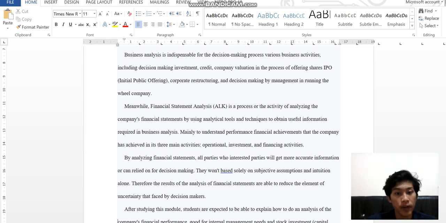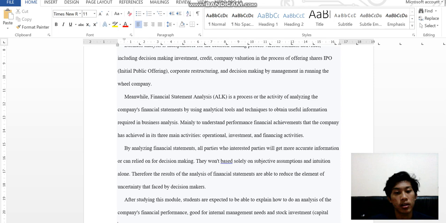By analyzing financial statements, all interested parties will get more accurate information and can rely on it for decision making. They won't base it solely on subjective assumption and intuition alone. Therefore, the results of the analysis of financial statements are able to reduce the element of uncertainty faced by decision makers.